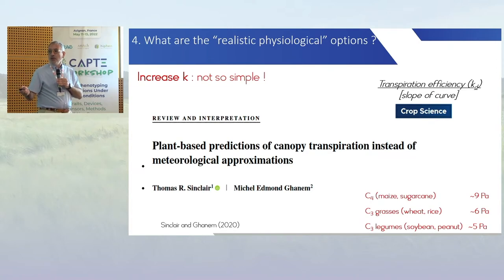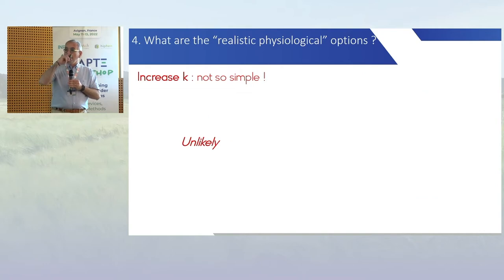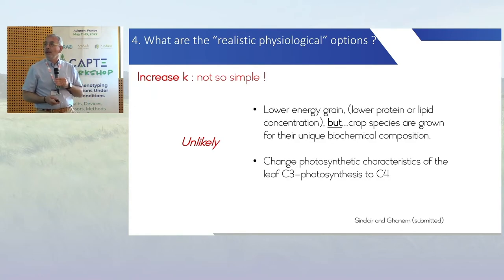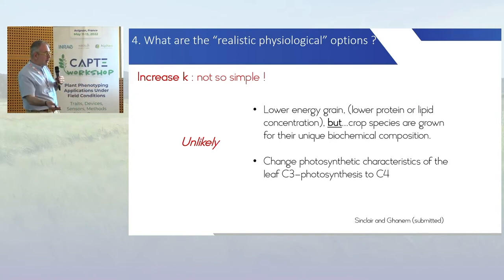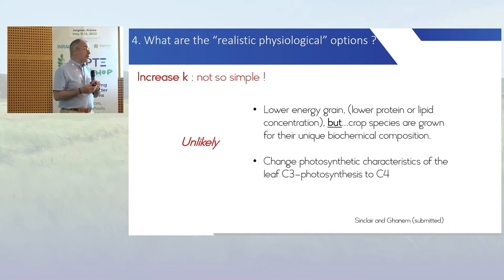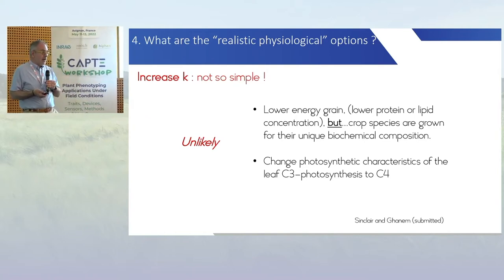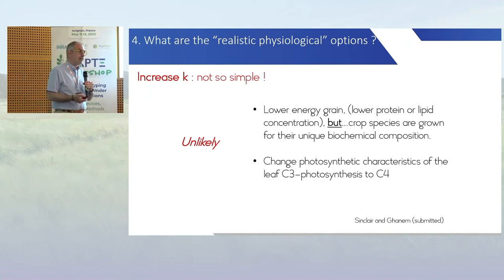It depends a lot on the nature, as I earlier said, whether you have a C4 or a C3 crop, and different natures of the crop, whether it's maize, wheat, rice, soybean or peanut. So as I earlier said, it's unlikely, in my point of view, to increase K unless you lower the energy gain, that is, you have a lower protein or lower lipid concentration within your crop. But normally, crop species are grown for their characteristics, so going for lower protein or lower lipid concentration is not a viable option. I mean, you don't want a soybean or a lentil that has less protein.